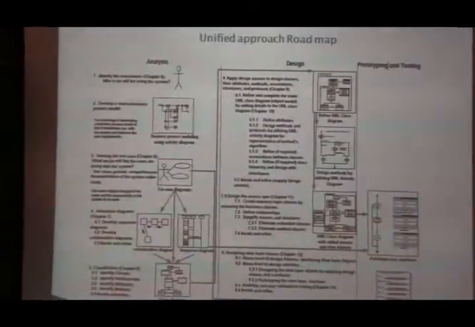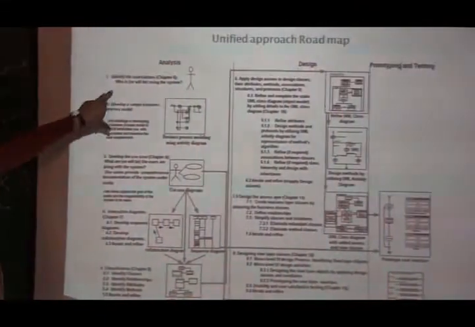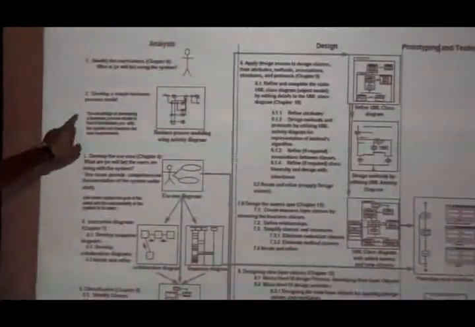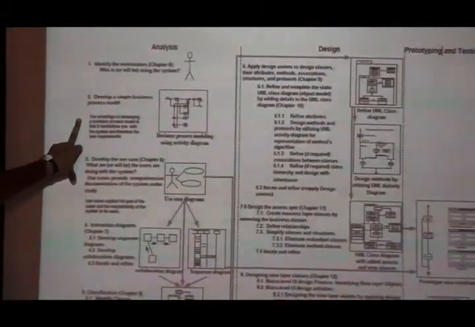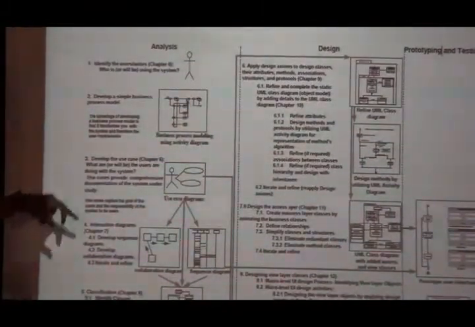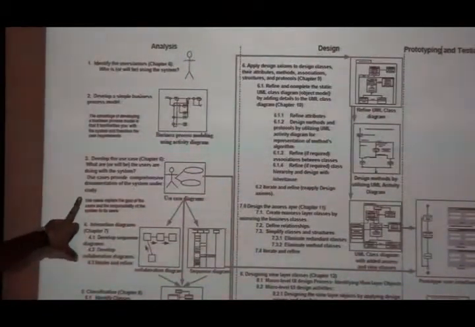Okay, this is the conclusion of the unified approach roadmap. First we have to identify an actor, who is using the system. Then we develop a simple business process model using an activity diagram. What do you mean by activity diagram? What are the activities going on inside the system? Then develop the use case. What do you mean by use case? The use case is a scenario for understanding the system's requirements. That is the use case.